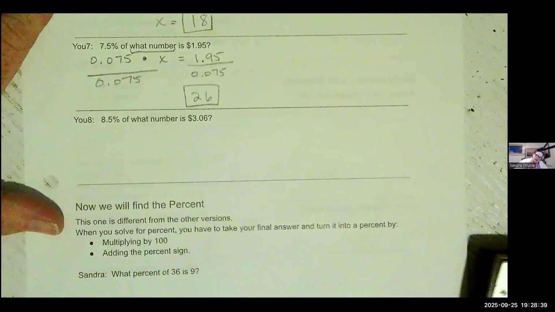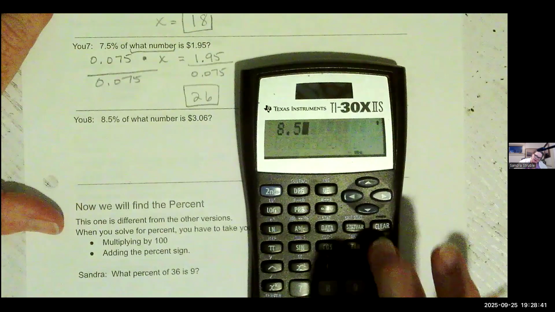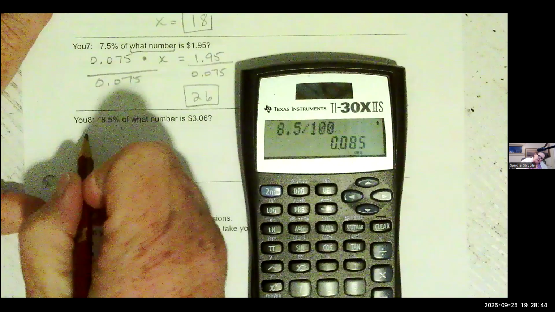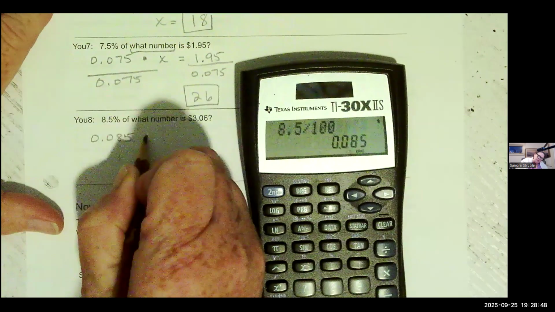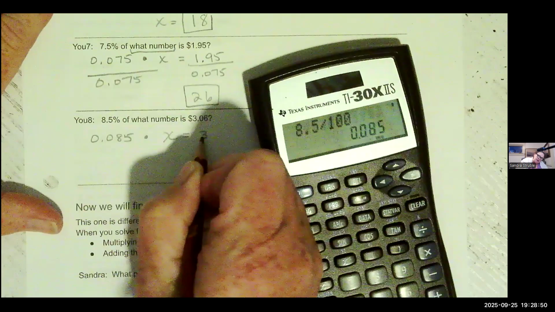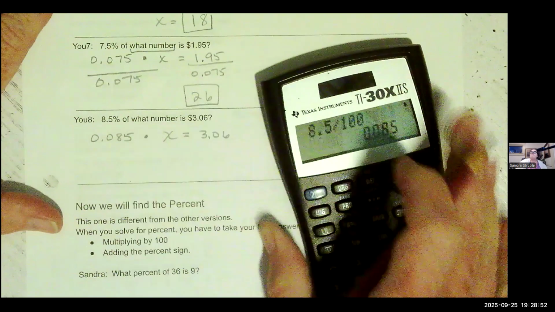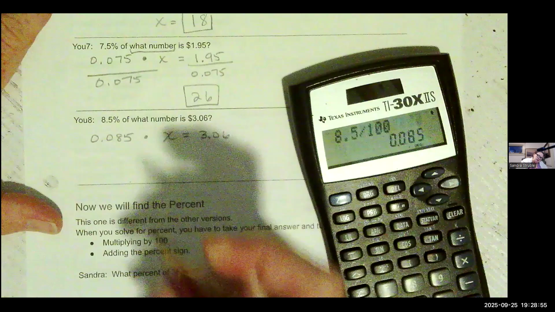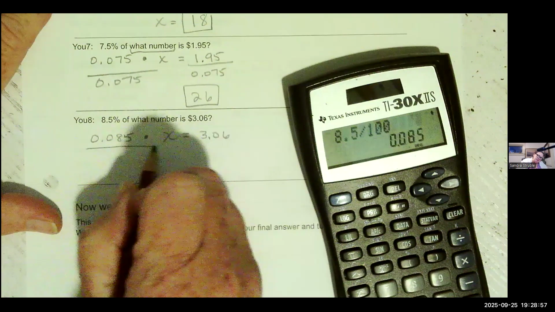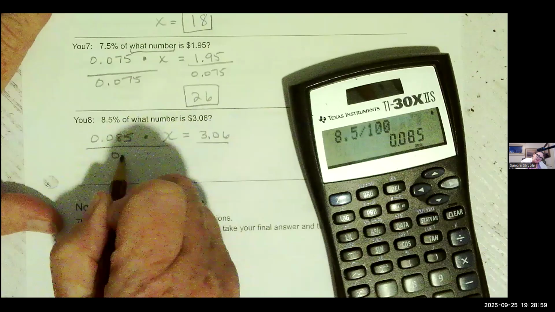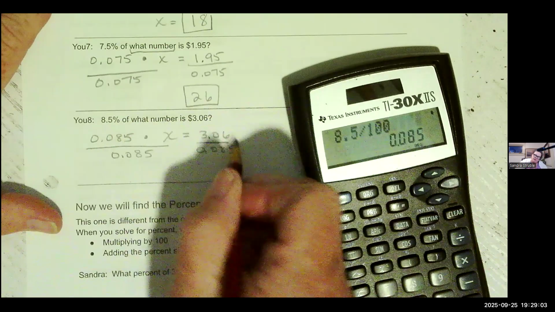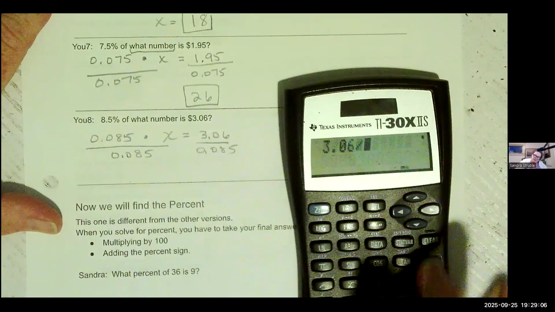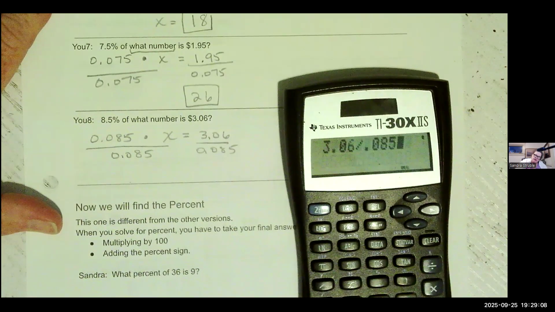Next one, 8.5% turned to a decimal is 8.5 divided by 100, 0.085. Of is multiply, what number is X, is equal, and 3.06. Divide both sides by the number that's attached to X, 0.085. And then 3.06 divided by 0.085 is 36.